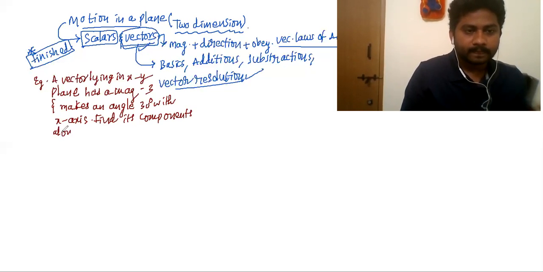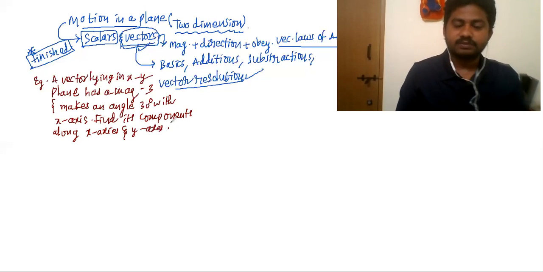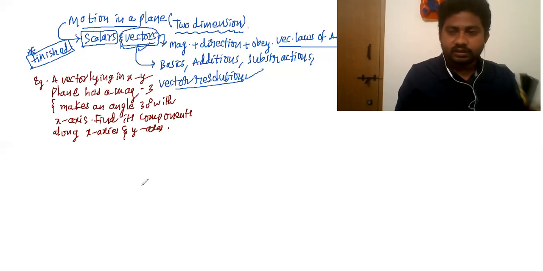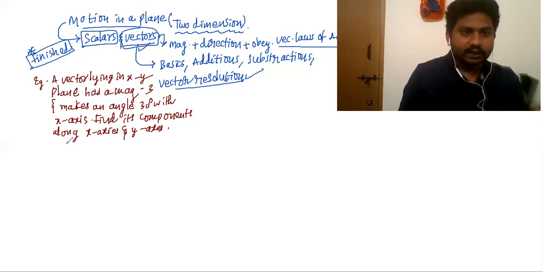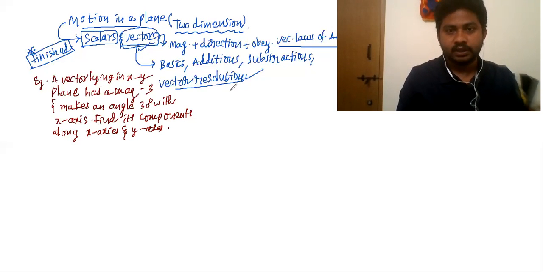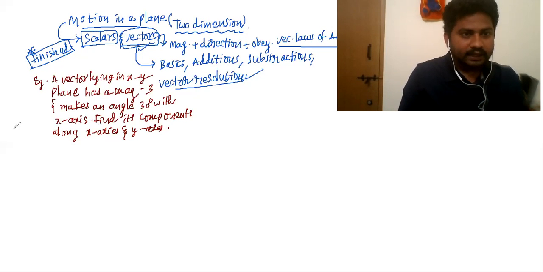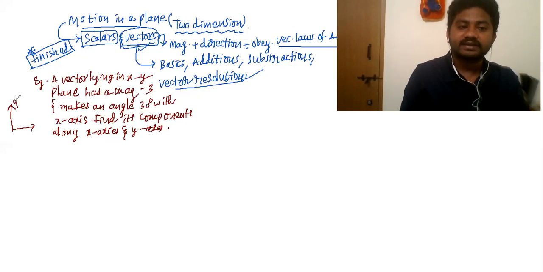along x-axis and y-axis, my dear students. So simple. If you are comfortable with the topic called vectors, you can very easily do this. Let's see how to do this. A vector lying in the xy plane is not along the x-axis and not even along the y-axis. So this is in the xy plane, somewhere here.